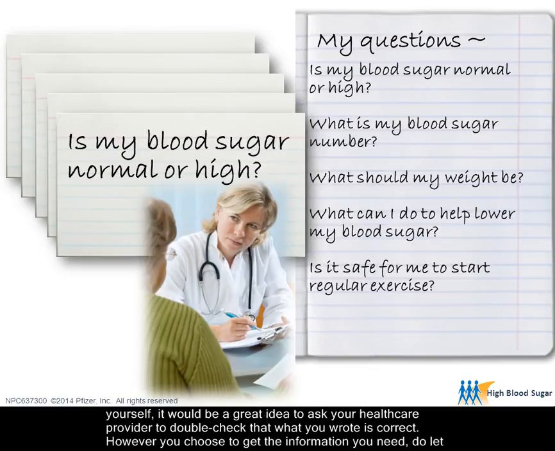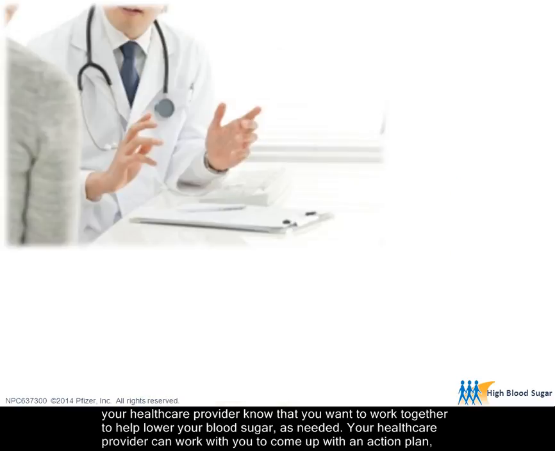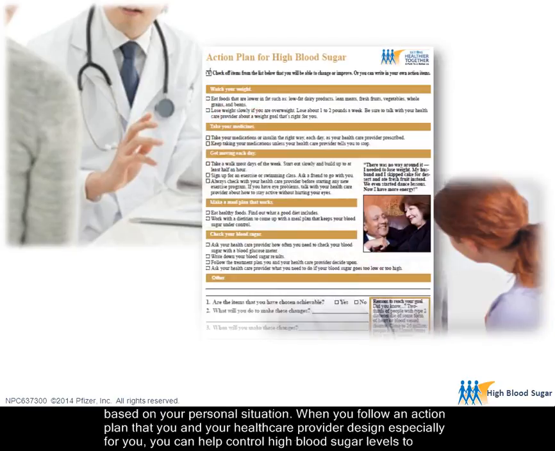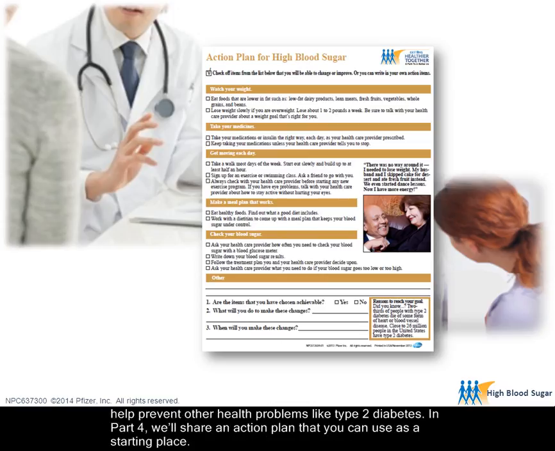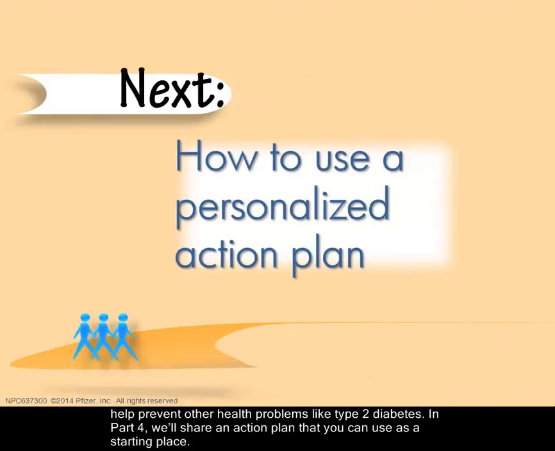However you choose to get the information you need, do let your healthcare provider know that you want to work together to help lower your blood sugar as needed. Your healthcare provider can work with you to come up with an action plan based on your personal situation. When you follow an action plan that you and your healthcare provider design especially for you, you can help control high blood sugar levels to help prevent other health problems like type 2 diabetes. In Part 4, we'll share an action plan that you can use as a starting place.